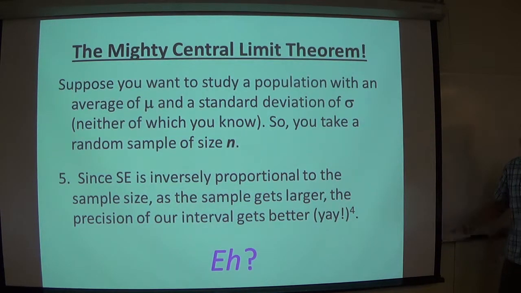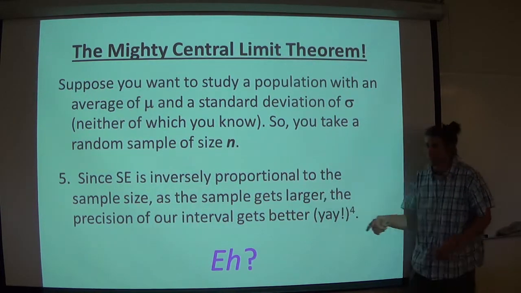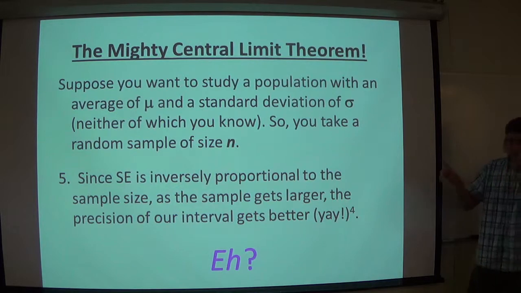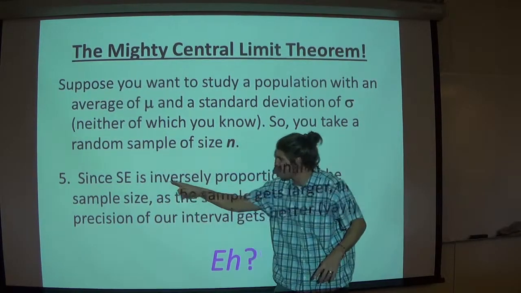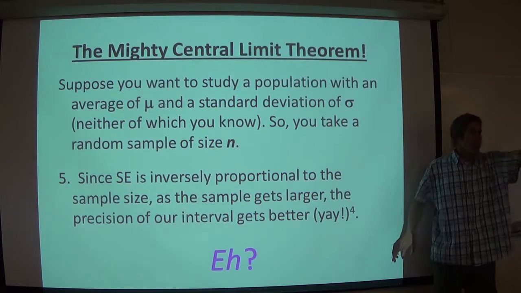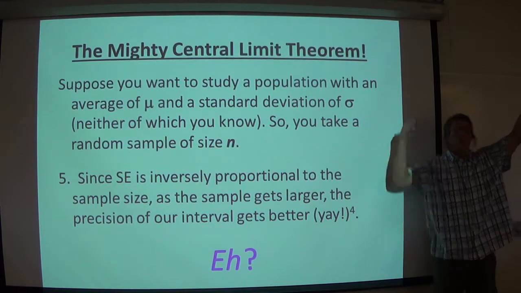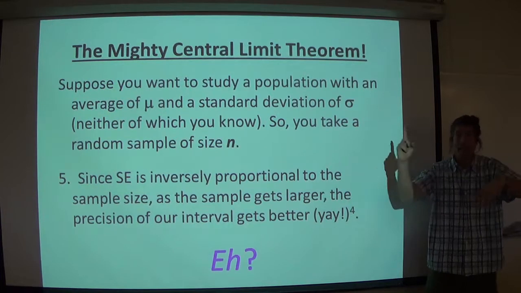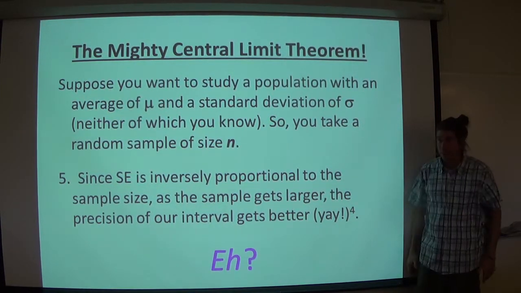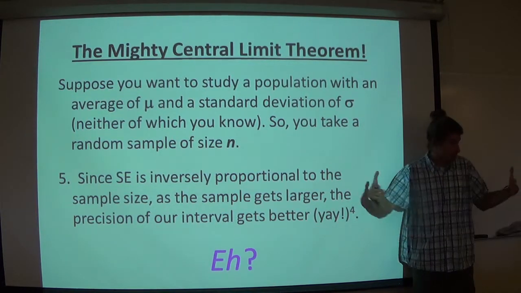Does this make sense? If it doesn't, I have some images to go with it, because I'm putting the word precision out there. Is the first part okay? Since the standard error is inversely proportional to the sample size, that means as one goes up, the other one goes down. Hopefully that makes sense. As the sample size goes up, Renee told us the standard error was going to shrink, and it did. Predictably, as the square root of the sample size, it shrinks.